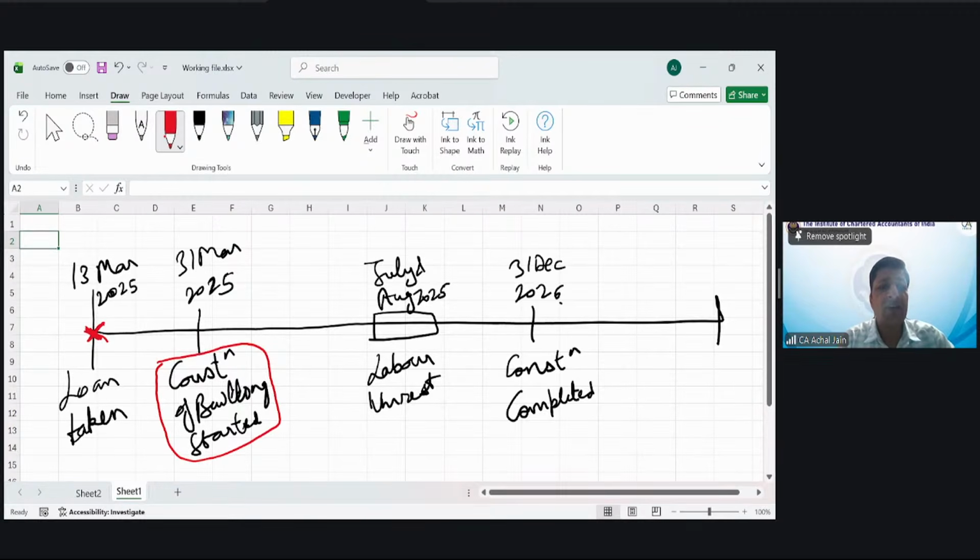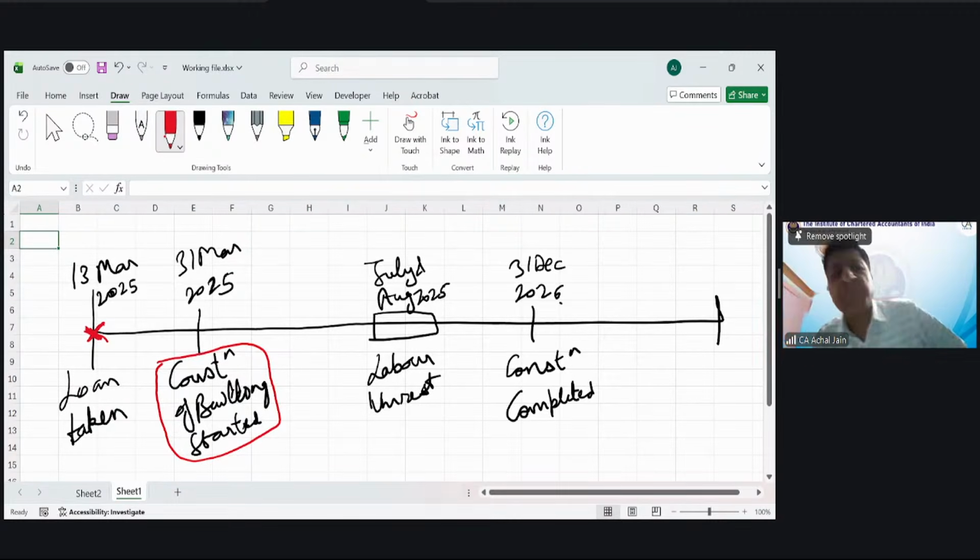Then Lakshmi says date of construction. So tell me the dates, and dates are there in front of you. Aditi says 31st of March. Lohit says 13th of March. Okay, 13th of March. Neha says 31st of March. What about this? Sridhar says 31st of March. Methili says 13th of March. Pooja has the same thought process. Veerashri has the same thought process.